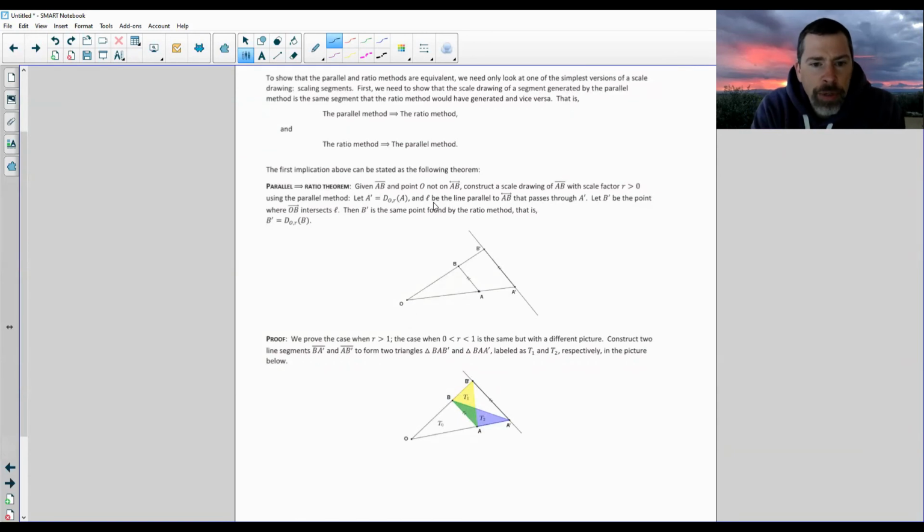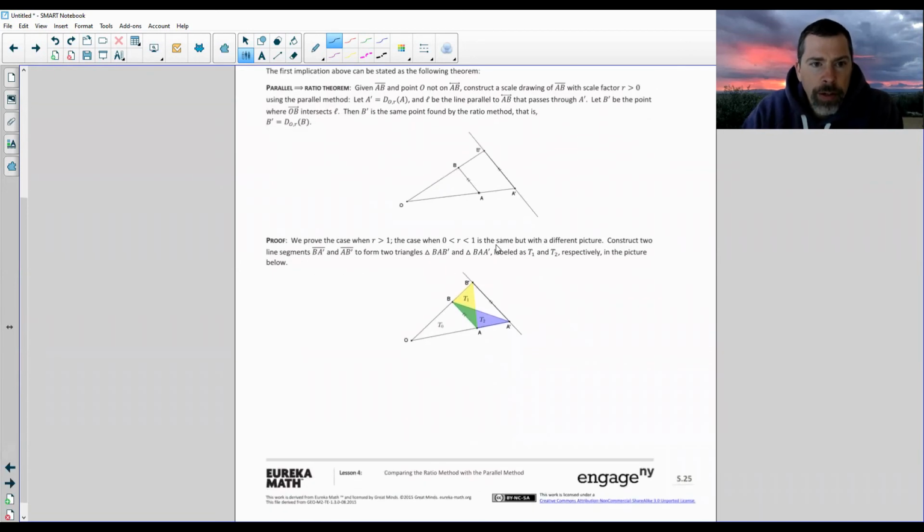The first implication above can be stated as the following theorem. Parallel ratio method, or rather parallel to ratio theorem. Given segment AB, right here, and point O, right here, not on line AB, construct a scale drawing of AB with scale factor R greater than 0 using the parallel method.